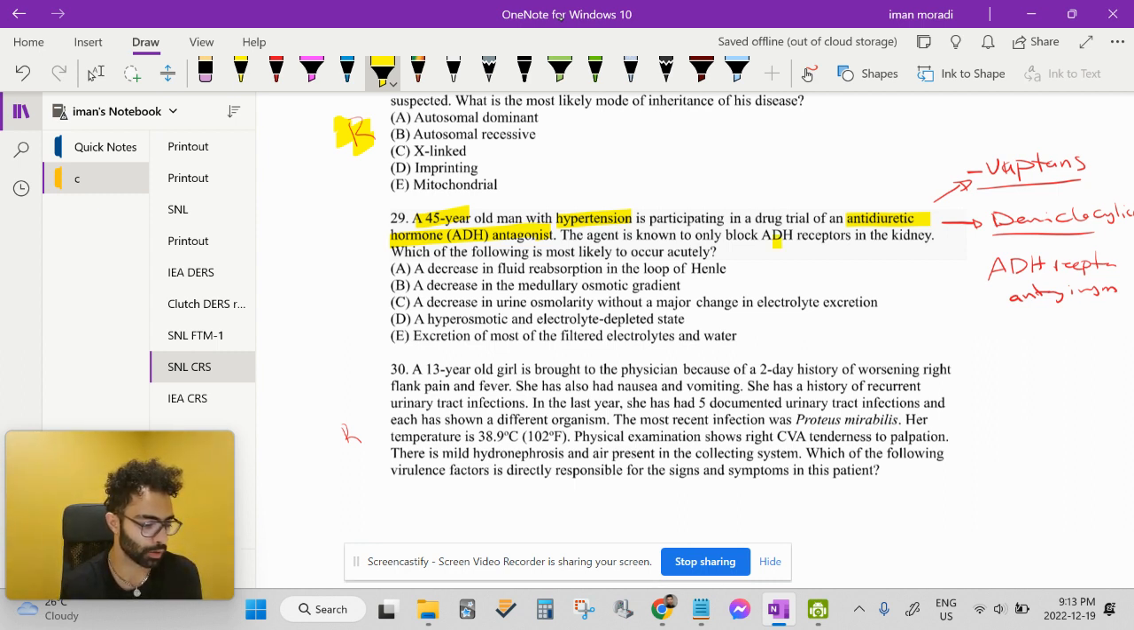It's talking about what happens when you block this. So basically, the question is about the physiology of what the ADH receptor and ADH do. ADH works on the distal part of the nephron. So if this is the glomerulus, the proximal convoluted tubule, loop of Henle, distal convoluted tubule, and then you've got the collecting ducts, right? ADH works in this last part.